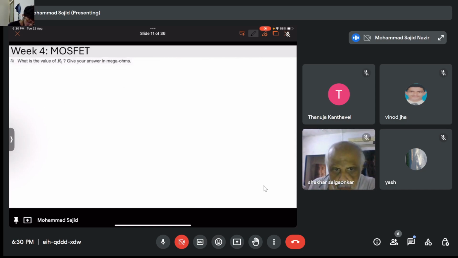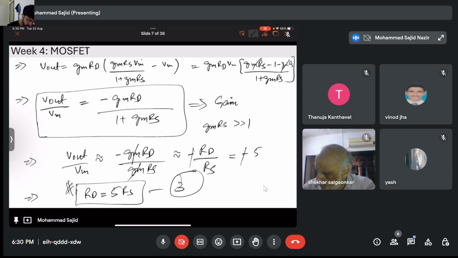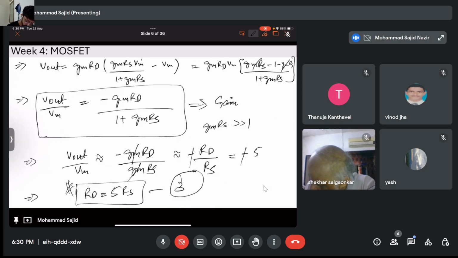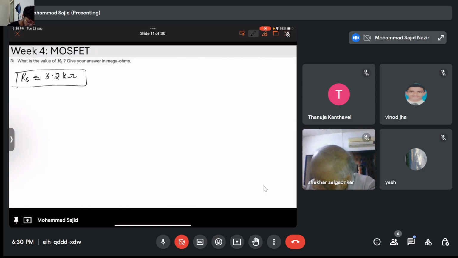So RS comes out to be, if you can calculate it, equivalent to 3.2 kilo ohms approximately. Okay, so this was one value. Another thing we had to calculate is R1, R2, RS, and RD. Now we have RS in our hand, so we can calculate RD as well. That is 5 times RS.